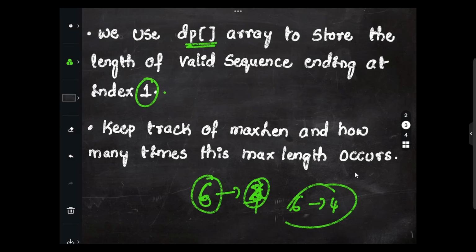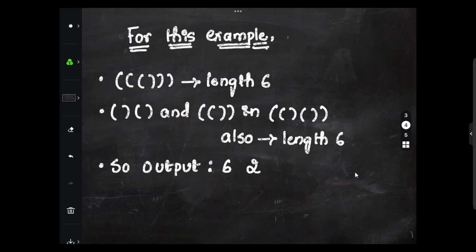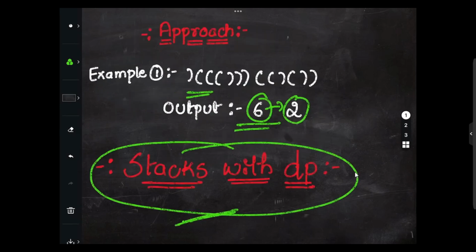That is the reason we have to keep track of the maximum length and how many times this maximum length occurs. So this is where DP plays a crucial role. We will be storing the length of the valid sequence ending at index i. I hope this part is completely clear. In this example, this is the maximum length, the longest valid substring, the first longest valid substring that we will be finding for the input. Basically, we have considered this example.